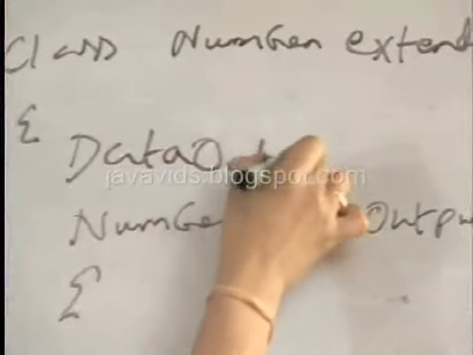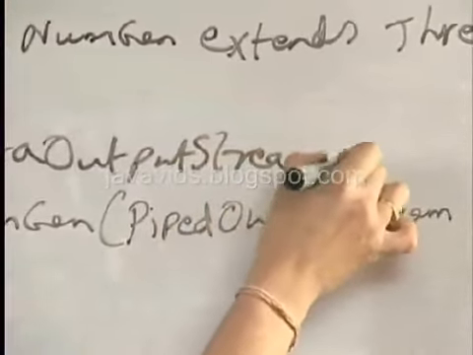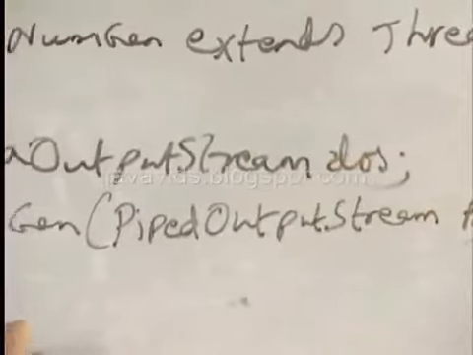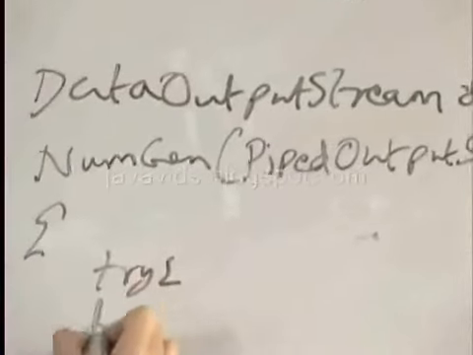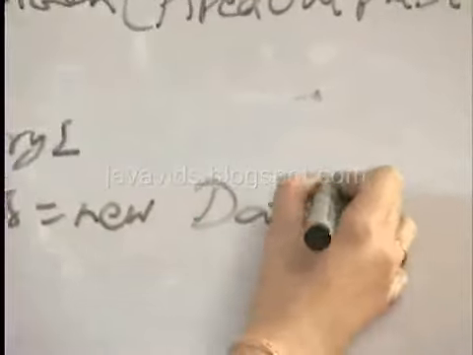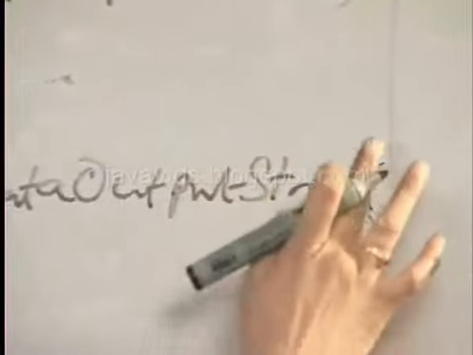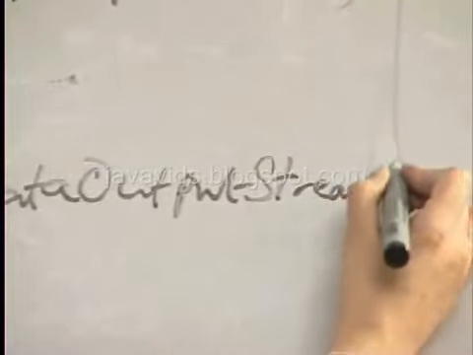DataOutputStream dos is new DataOutputStream. Again, remember, DataOutputStream cannot stand by itself. It needs to know where to write the double to in this case. So we need to pass the pipe output stream object as a parameter.